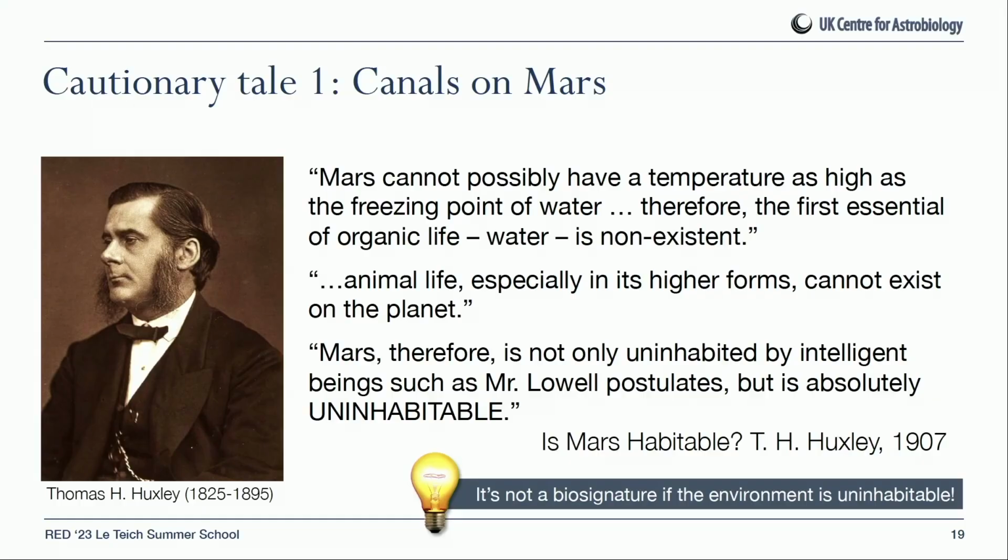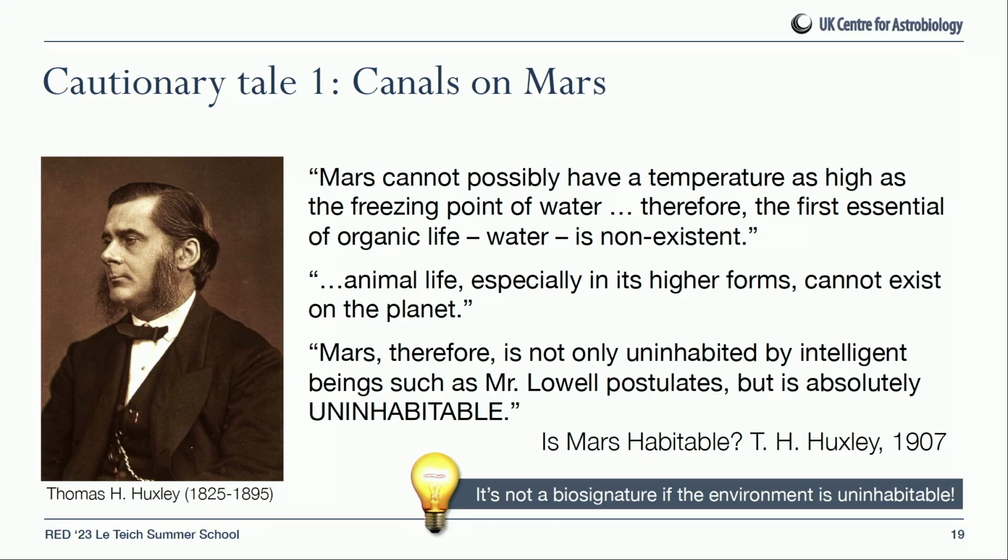And one of the people who took him seriously was Thomas Huxley, quite a well-known British scientist who played a big role in debates around evolution in the 19th century. And he took the trouble to write this book called Is Mars Habitable?, which concluded, no, Mars is not habitable, for a number of reasons. Mars cannot possibly have a temperature as high as the freezing point of water. Animal life, especially its higher forms, cannot exist on the planet, so you can't have canals built by intelligent beings. Mars, therefore, is not only uninhabited by intelligent beings, such as Mr. Lowell postulates, but is absolutely uninhabitable.